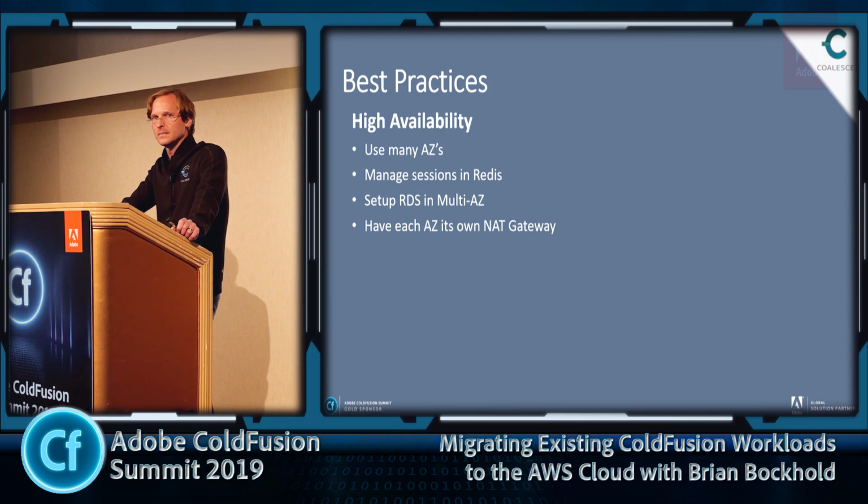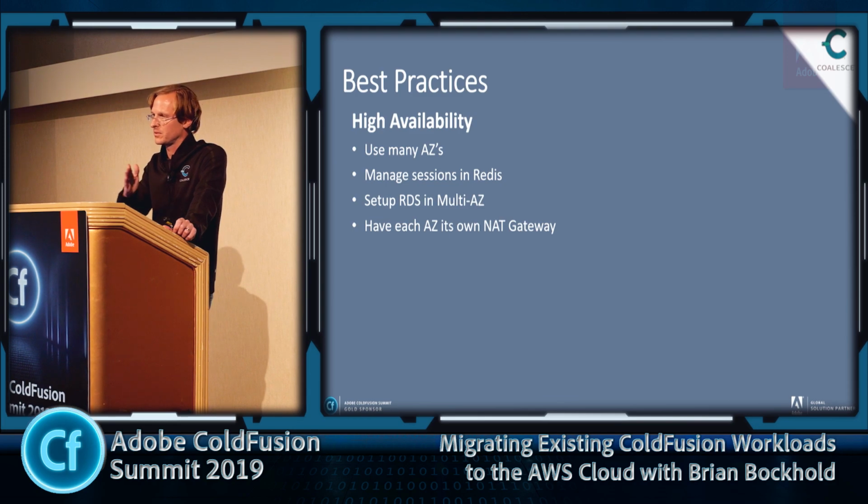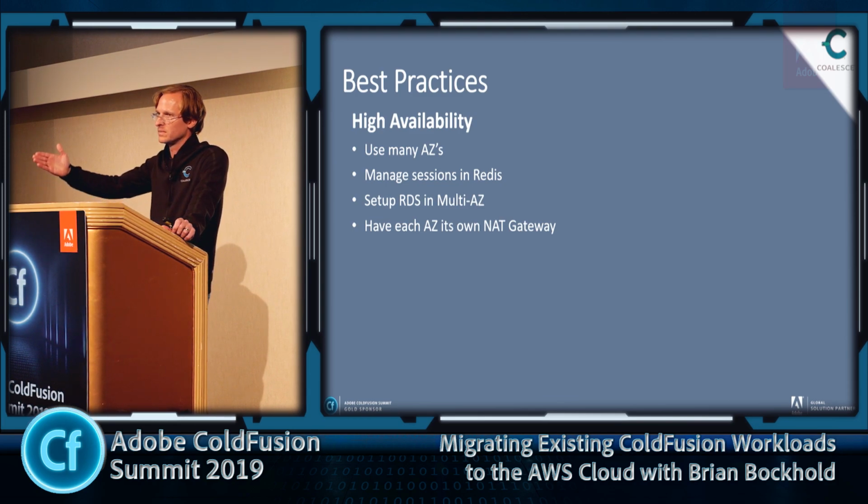And as I brushed over earlier, make sure you use multiple availability zones, and you need to talk outbound from your ColdFusion server, so you need to use a third-party API service. If your ColdFusion server is in a private subnet, it's got to get out somehow, and that's through the NAT gateway. If you have one NAT gateway for 3 availability zones, and the AZ it's in dies, you just lost all outbound traffic. Make sure you spread out your traffic accordingly.